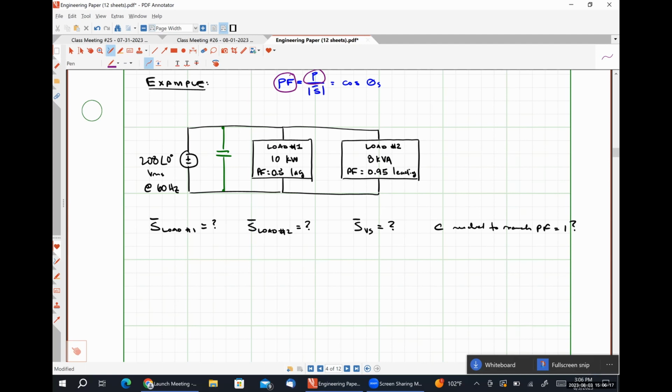Okay. So our complex power, S for load number 1, is going to be our average power P divided by our power factor. That's going to give us the magnitude of S, which is the magnitude of the complex power. And then it's going to have a phase angle of the inverse cosine of our power factor.